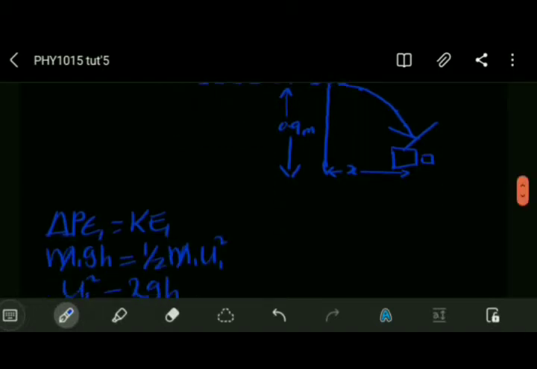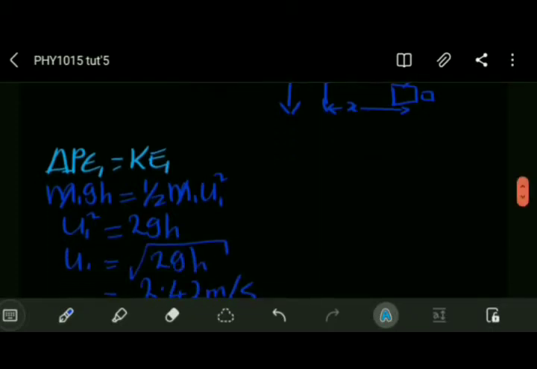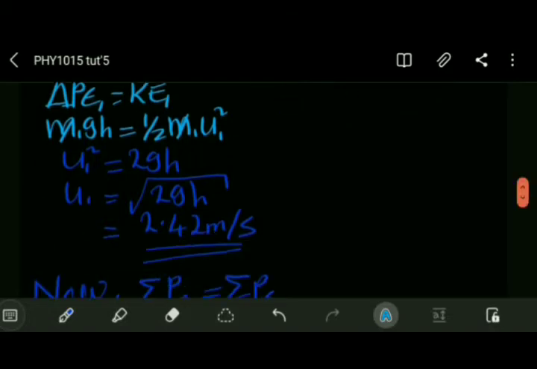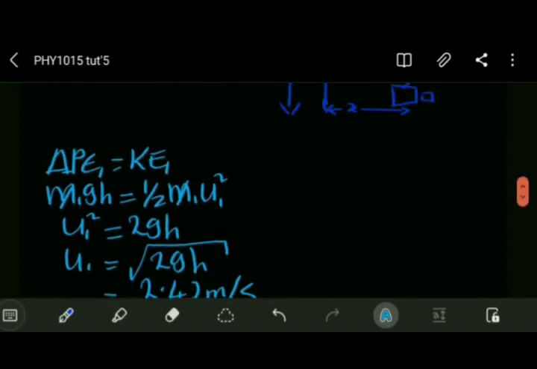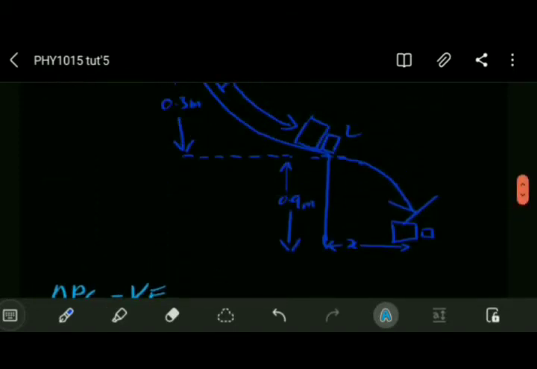The change in potential energy of block 1 is equal to its gain in kinetic energy. So we have m1 g h equals half m1 u1 squared. The masses cancel out, and we remain with u1 squared equals that. So we now know the initial speed of the larger block, the speed with which it moves as it hits the smaller block.